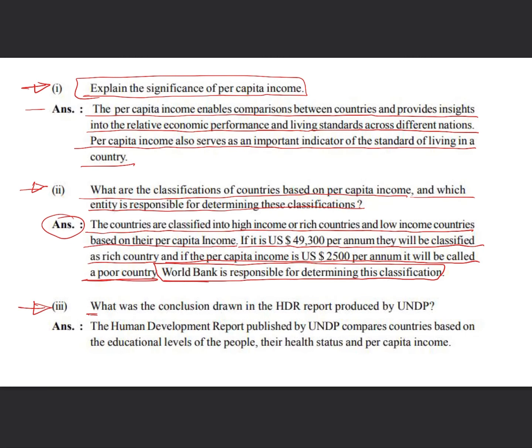Third, what was the conclusion drawn in the HDR report produced by UNDP? Answer. The Human Development Report published by UNDP compares countries based on the educational levels of the people, their health status, and per capita income.